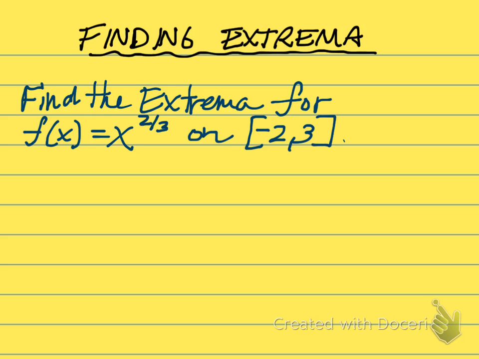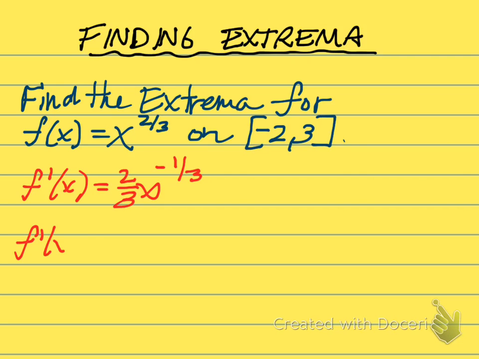So let's find critical points. Critical points are going to come from our derivative, so first we must take the derivative. Our derivative here is 2/3 x to the -1/3 power. Now I want to actually use that derivative, so I'm going to rewrite it as 2/3 times the cube root of x. So what does that mean as far as critical points go?